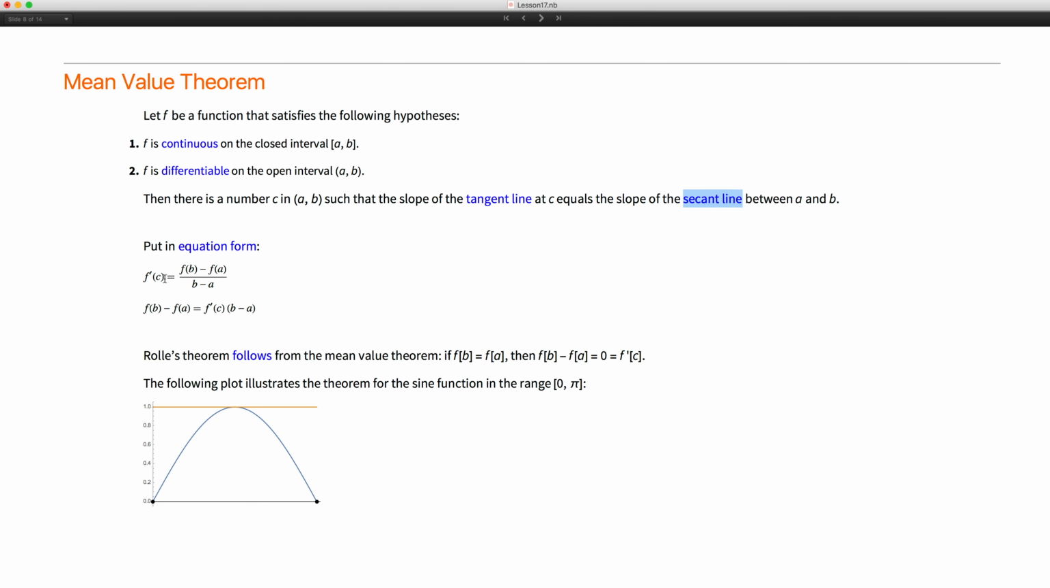So more formally, f prime at c is equal to f of b minus f of a over b minus a, and sometimes it's easier to cross multiply and get the same equation in a slightly different form like it's written over here. Now, of course, Rolle's theorem follows from the mean value theorem, because if you set f of b equal to f of a, then you have f prime of c equal to 0 at the point c. So that's Rolle's theorem for the sine function on the interval 0 to pi.